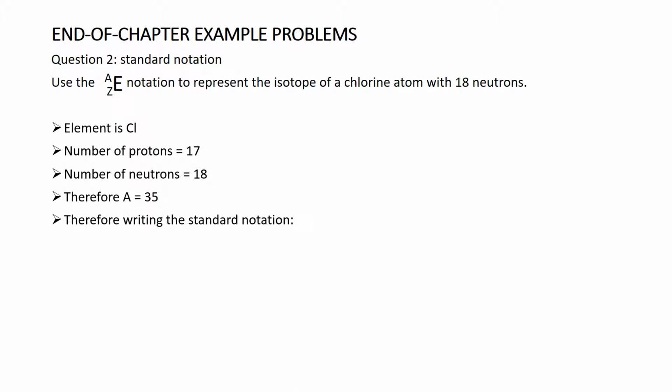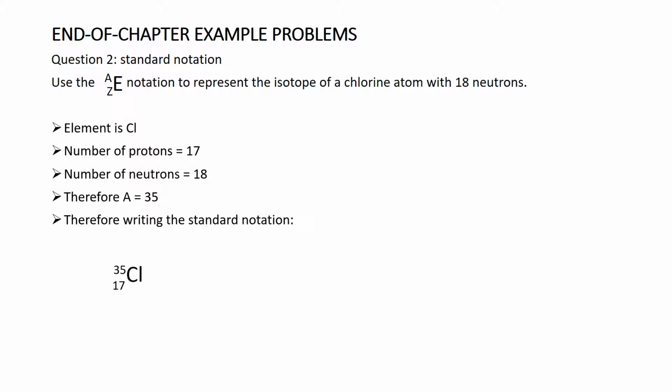Therefore, our standard notation will be Cl, 17 at the bottom and 35 at the top. But it could still be 35 at the bottom and 17 at the top. It depends on how they want you to write your notation. In this case, they told us that our A should be at the top and our Z should be at the bottom. So that is why we wrote it this way.